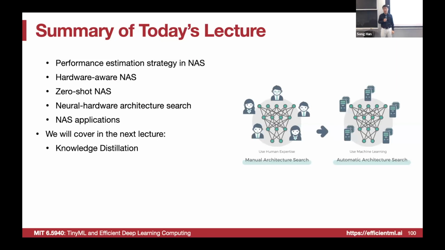All right, so that's all for today's lecture. We covered hardware-aware NAS, how to efficiently search for efficient neural network architectures, the zero-shot heuristics, neural-hardware architecture co-search, and several applications. In the next lecture, we are going to talk about a new chapter, which is knowledge distillation.